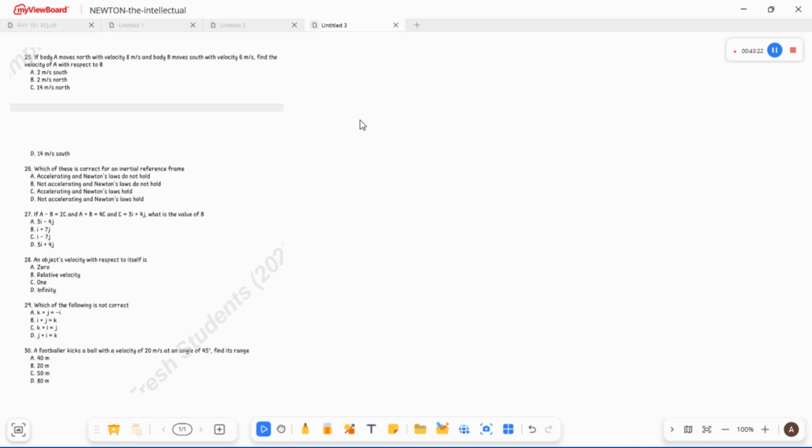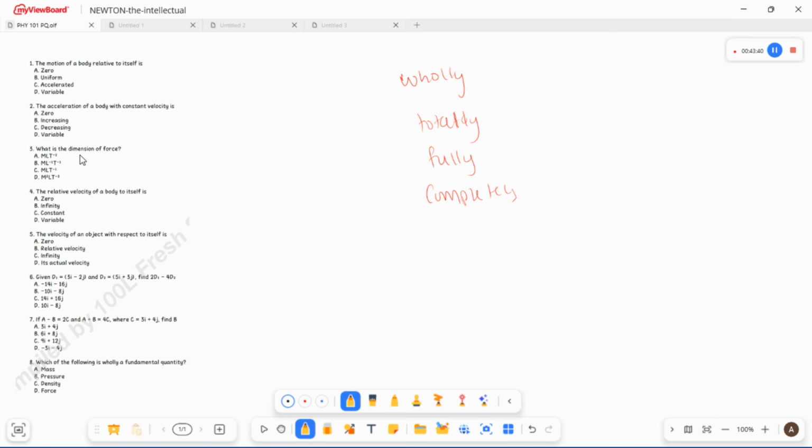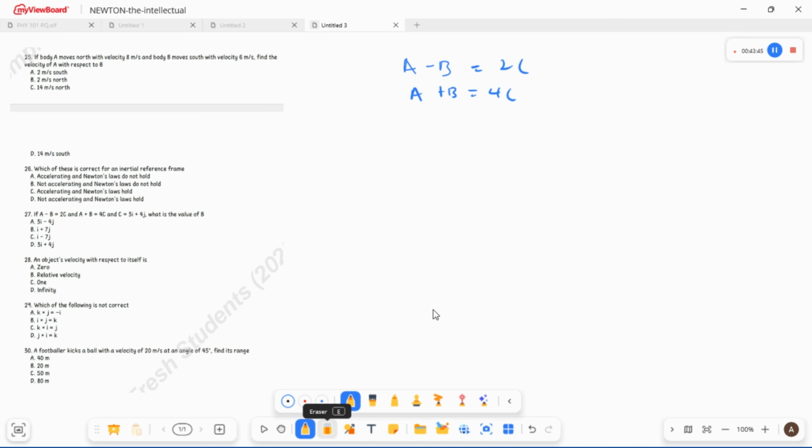So let's go for question 27. It says A minus B is equal to 2C, and A plus B is equal to 4C. I think we already did this. I think this was question 7. So we'll just keep that, and then we'll go to question 28. It says an object with a velocity with respect to itself is 0. We already did that. I've done this a lot of times. Then option D. Question 29.